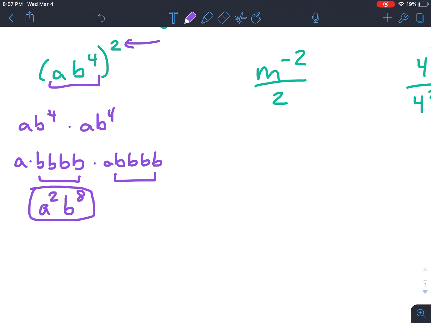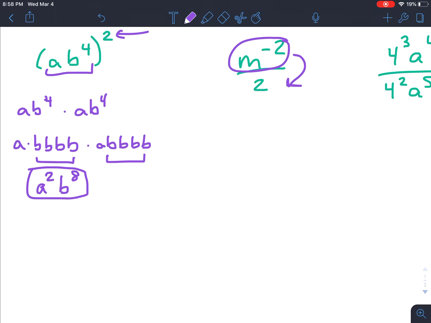The second example brings up those pesky negative exponents. And remember, anytime we have a negative exponent, we just move the base to the other side of the fraction and you make the exponent positive. So instead of m to the negative second over 2, I'm going to have 2 and m to the second in the denominator. And then keep in mind, when you get rid of all of the variables, you can replace that with a 1. So my numerator becomes 1, and I have 1 over 2 m to the second.